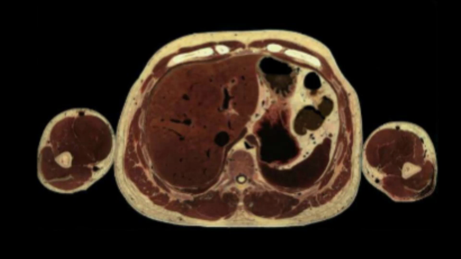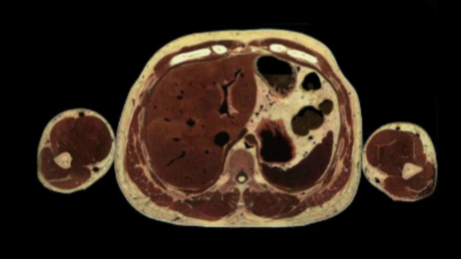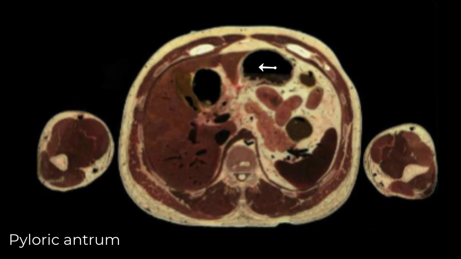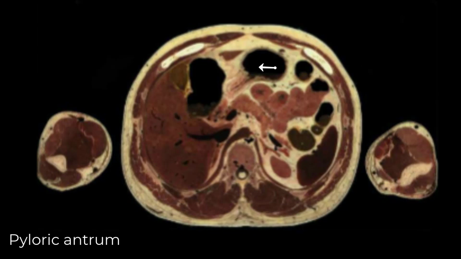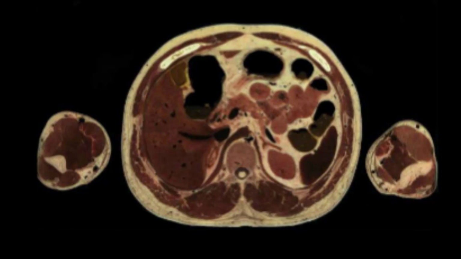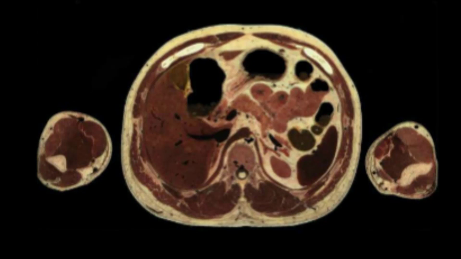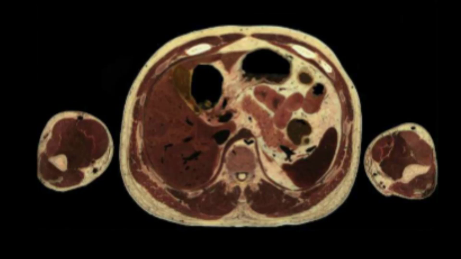And as I descend down, I can see the pyloric antrum, the lower part of the stomach. Here it is, and it continues with the pyloric canal, the narrow part which leaves the stomach in this region. Let's follow it further down. The pyloric part continues with the duodenum. The first part of the duodenum is right here.